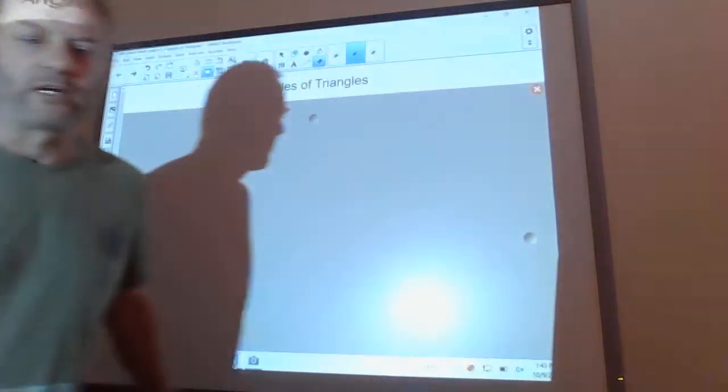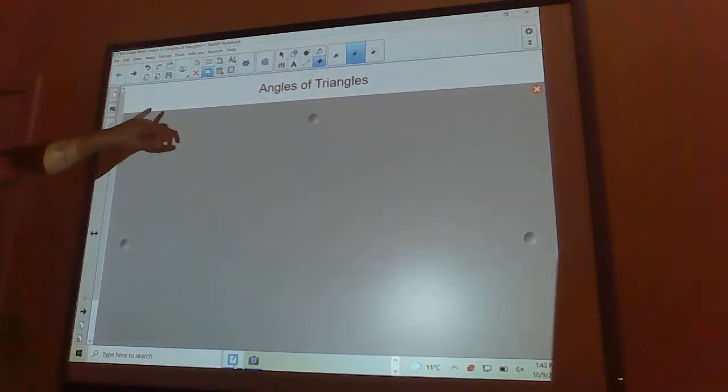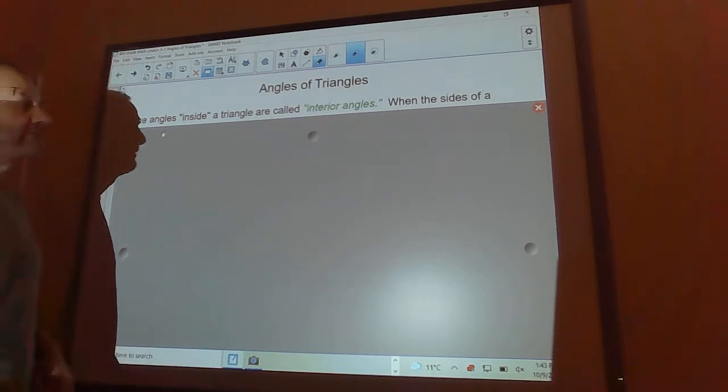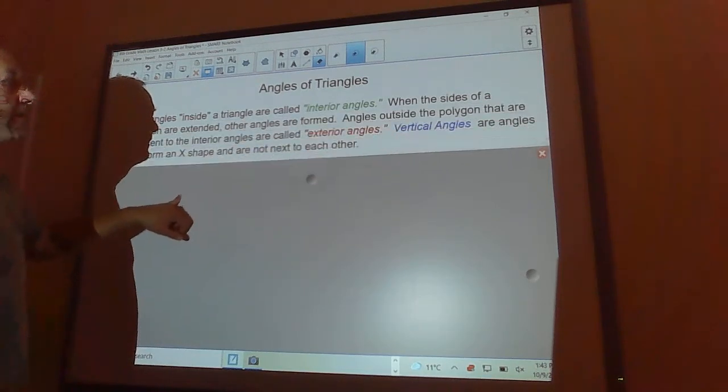Hello everybody, today we are going to talk about angles of triangles. So, the angles inside a triangle are called interior angles. Pretty simple, easy to deal with, okay?